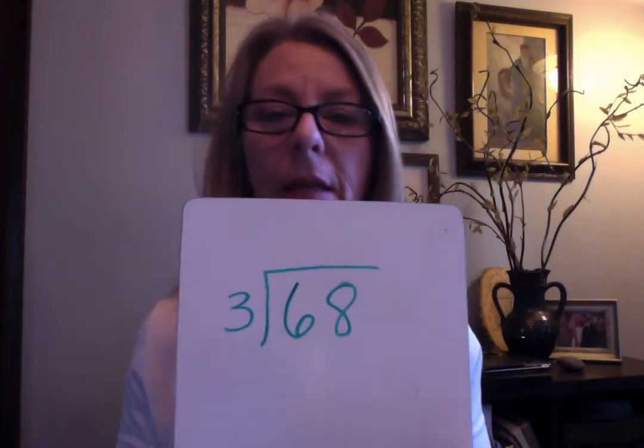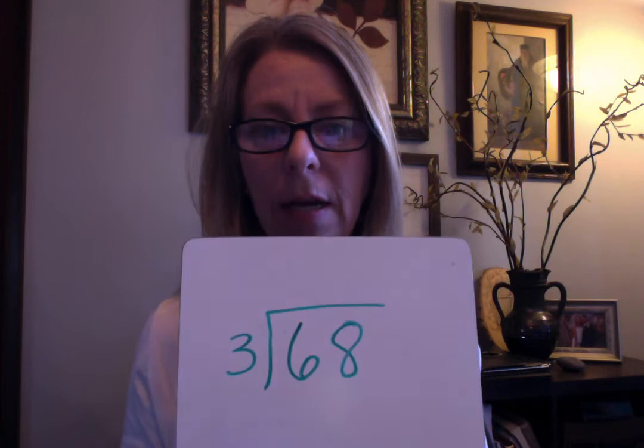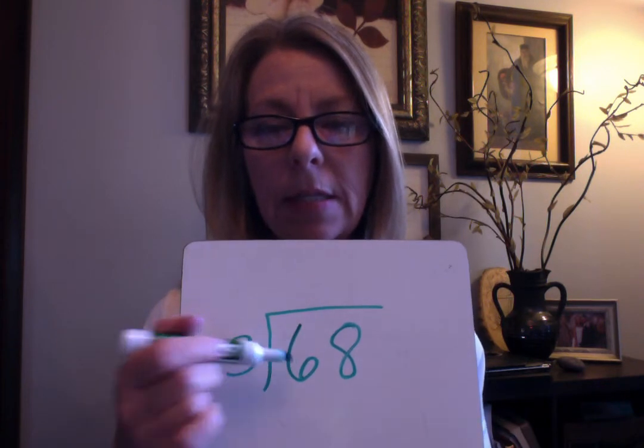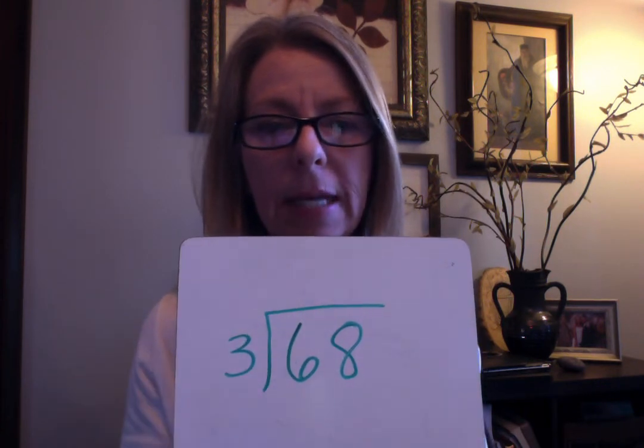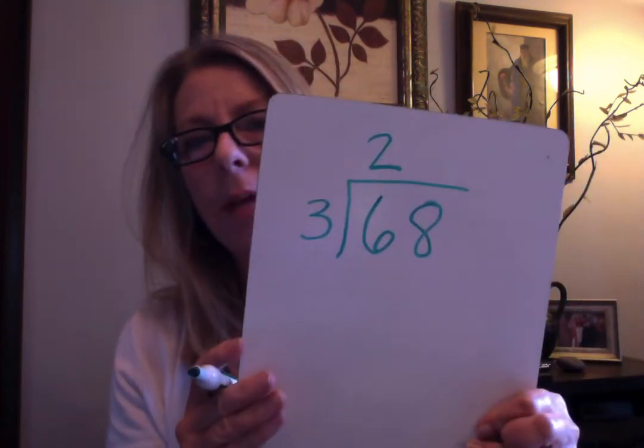Grandpa picked 68 peaches, and he divided the peaches into how many groups? Ooh, 3. He has 3 grandchildren, so 1 group of peaches for each grandchild, all right? So let's see how many peaches the grandchildren got. So divide your tens. 6 divided by 3 equals how many tens? 2 tens. So we put that up there.